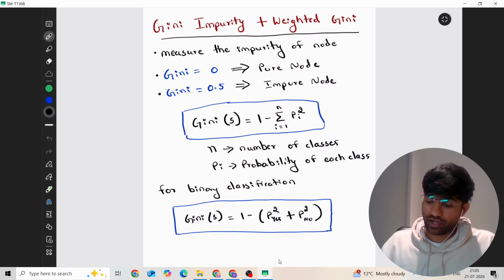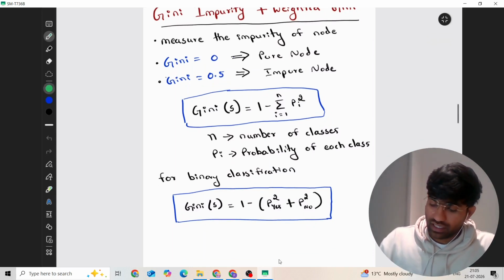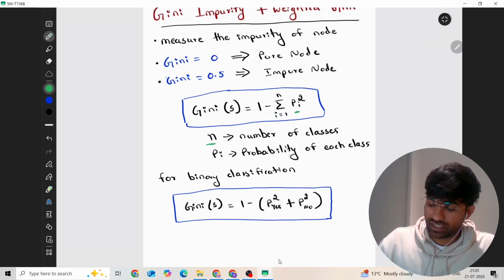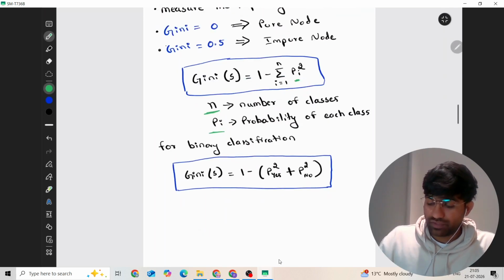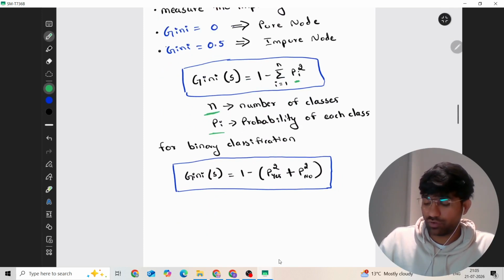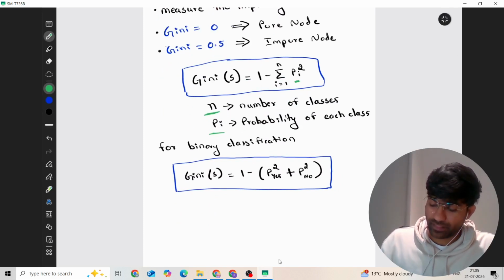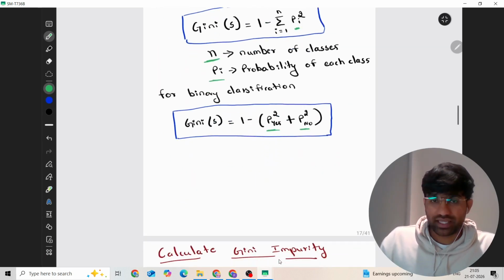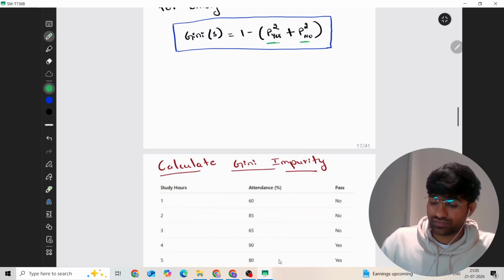The formula to calculate the Gini impurity is 1 minus summation of probability square, where n is the number of classes and p is the probability of each class. For example, for binary classification, we have the yes and no as the output. So Gini impurity for the binary classification task will be 1 minus probability of yes square and probability of no square. Okay. We will solve an example based on this formula.